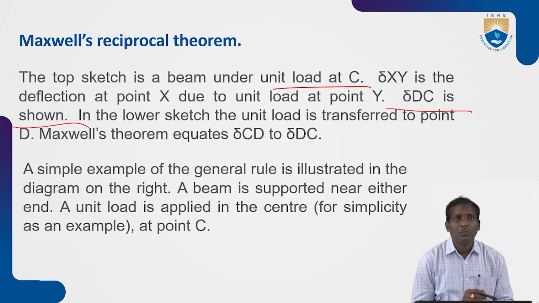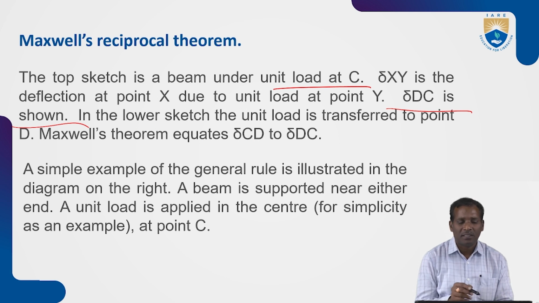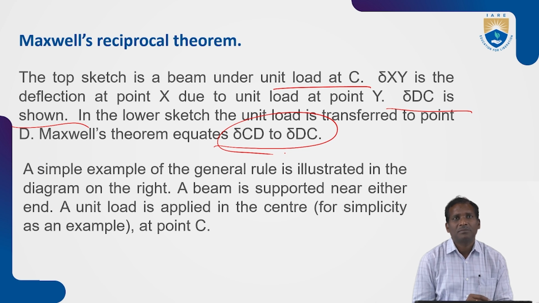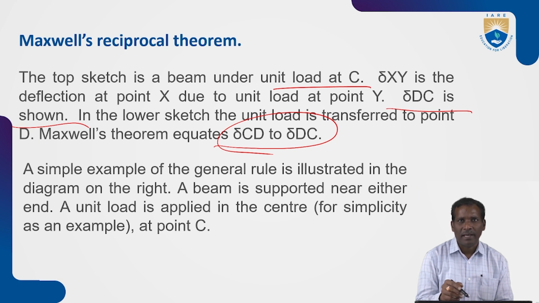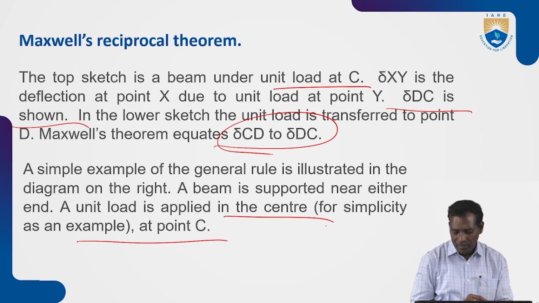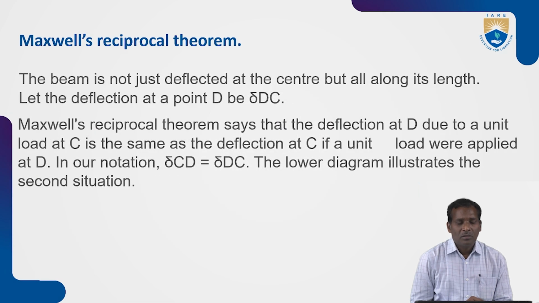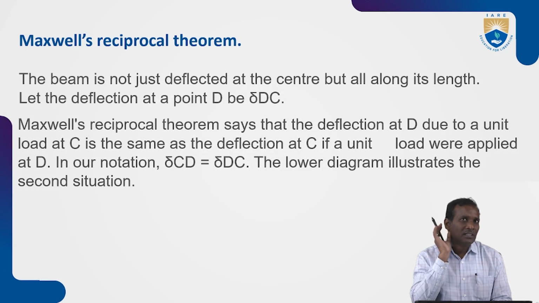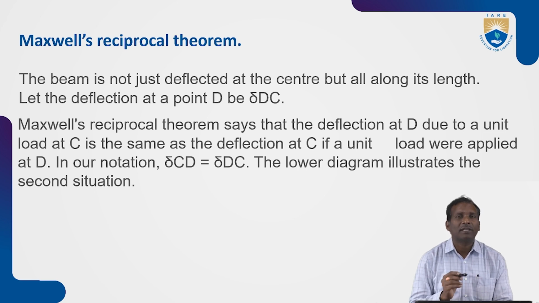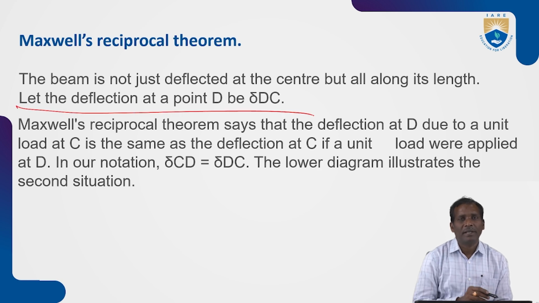At this point, Maxwell's theorem equates delta CD to delta DC. A simple example of the general rule is illustrated in the diagram on the right. A beam is supported near either end. A unit load is applied in the center, for simplicity as an example at point C. The beam is not just deflected at the center, but all along its length. So let the deflection at a point D be delta DC.